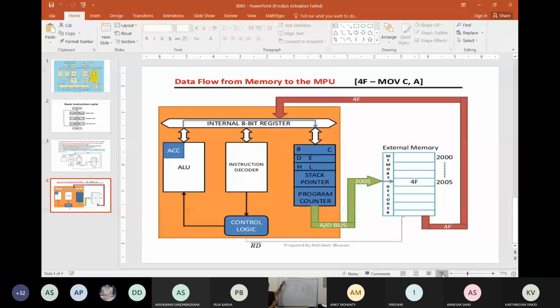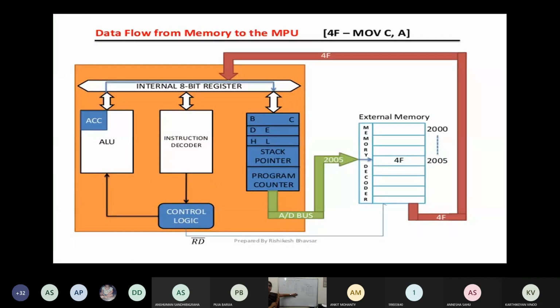Now, don't get confused with the address on the top line. What is written? Data flows from the memory to the MPU, right? Now let me tell you, MOV C, A is an instruction. Afterwards, I will tell you what that is. Consider that it is an instruction to be done by the microprocessor. Now, how will it execute? If you can see on the screen.